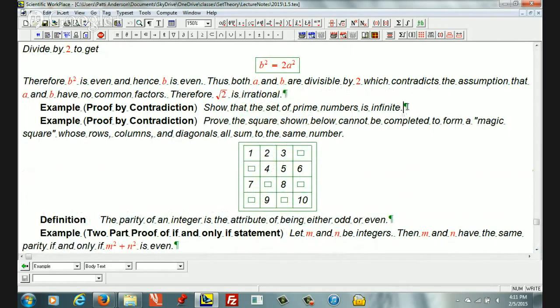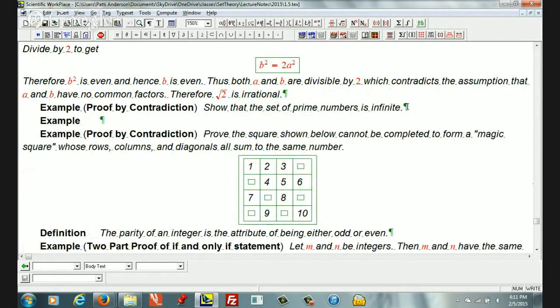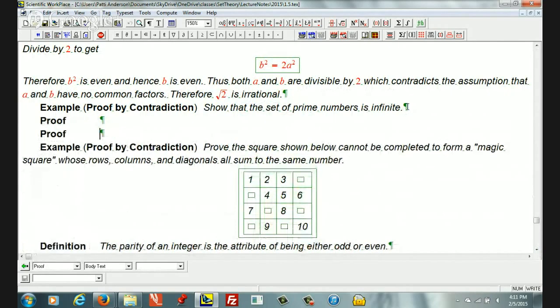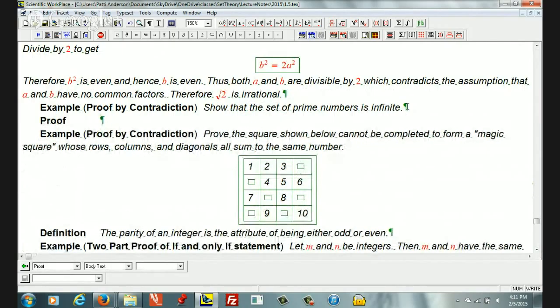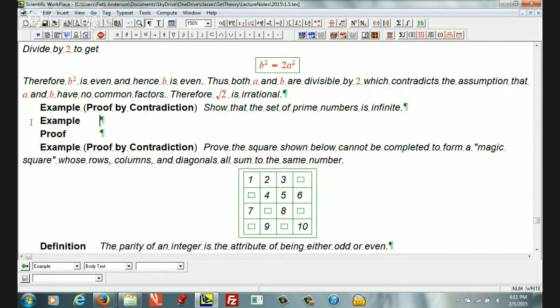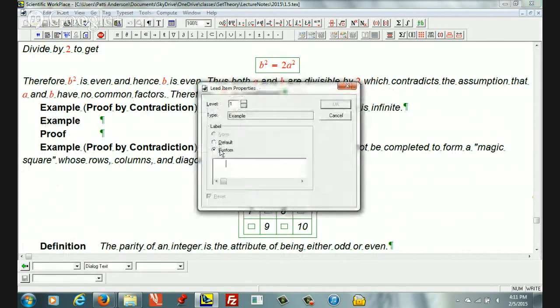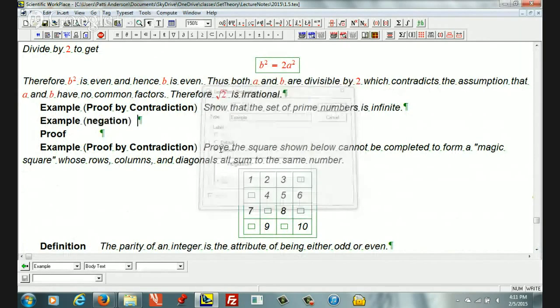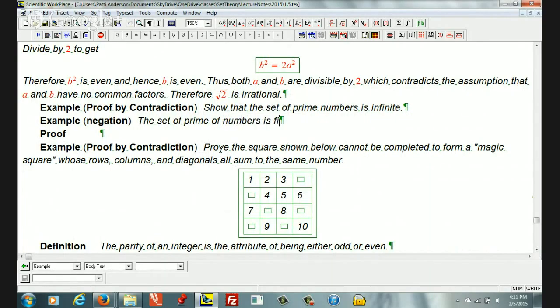Show that the set of prime numbers is infinite. This is a very famous proof too. This is proof by contradiction, so let's go ahead and make the negation of this because we need to know what not P is. So what would be the negation of the set of prime numbers is infinite? It's finite. So that's what we have to assume. That's our assumption here.